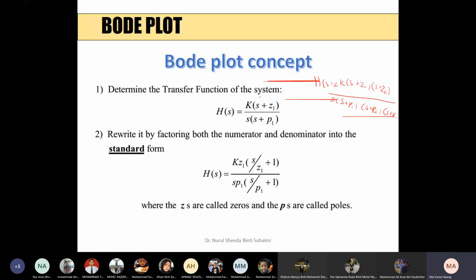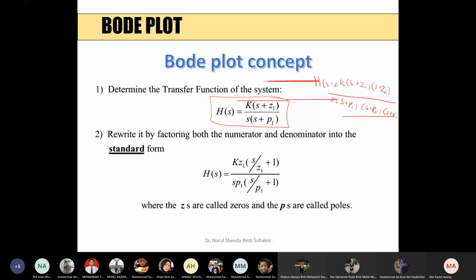So let's say you have this transfer function, and you rewrite it in the standard form: H(s) equals K z1 times (s over z1 plus 1), divided by p1 times (s over p1 plus 1). Basically, the top one you divide by z1, and the bottom one you divide by p1. Okay, so that's why you get this.